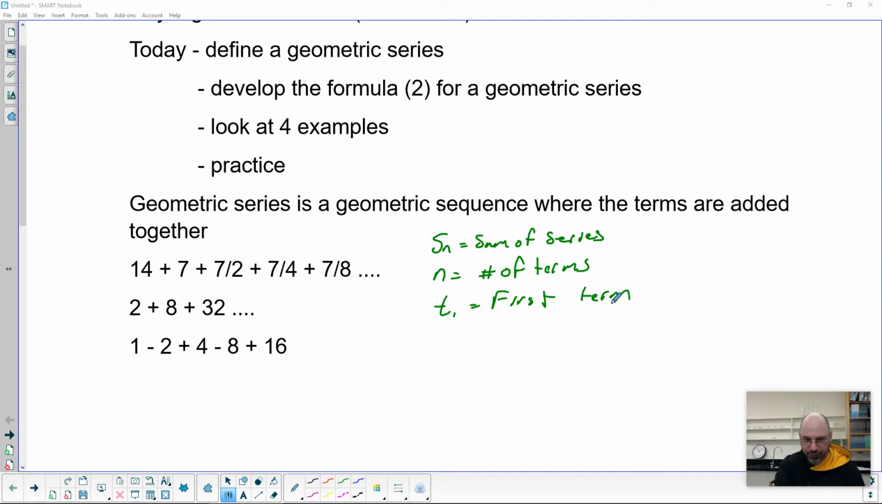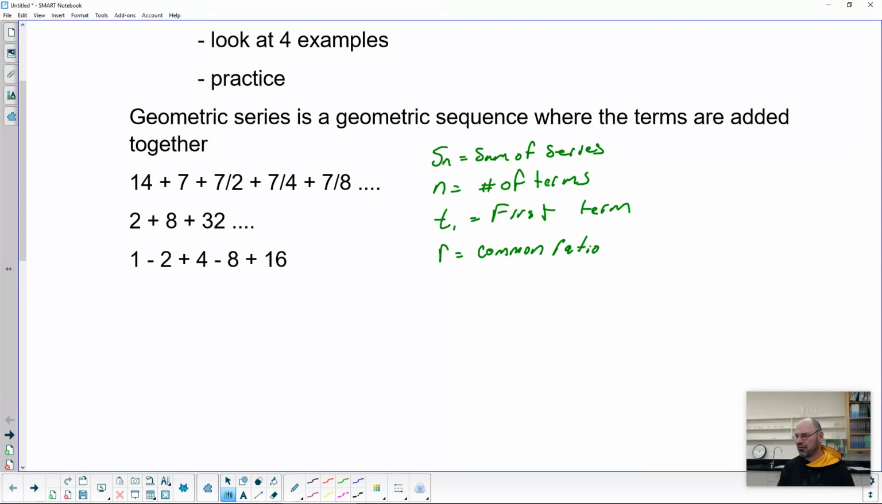So let's continue on here. Sum of the series, Sn; n, number of terms; T1, first term; and r, common ratio. And remember, to get the common ratio, you divide the term ahead by the term behind it. So 4 divided by negative 2, 32 divided by 8, 7 over 2 divided by 7. That gives you the common ratio. So that gets us into the two formulas that we're going to use for this type of calculation with geometric sequences.